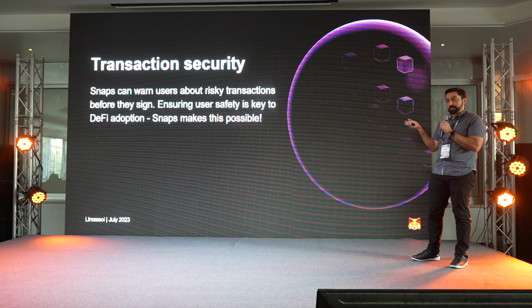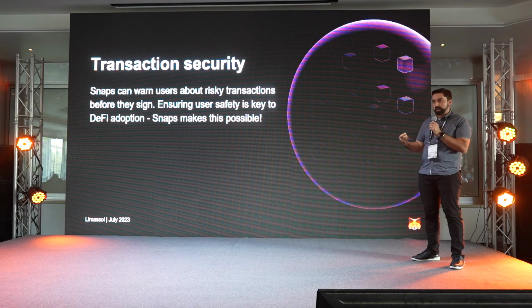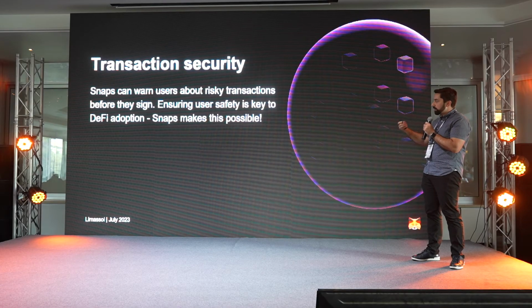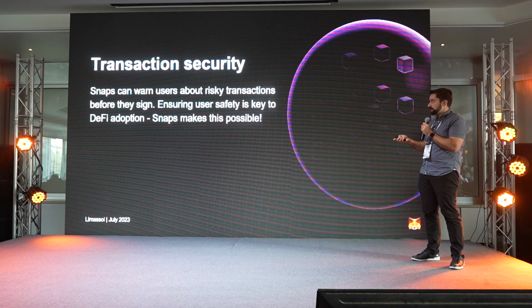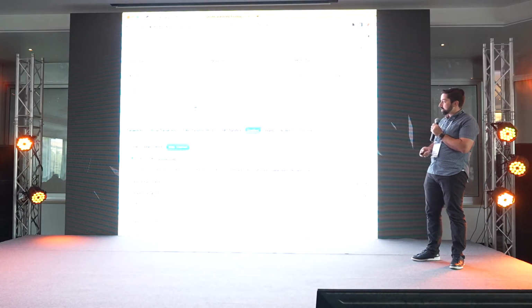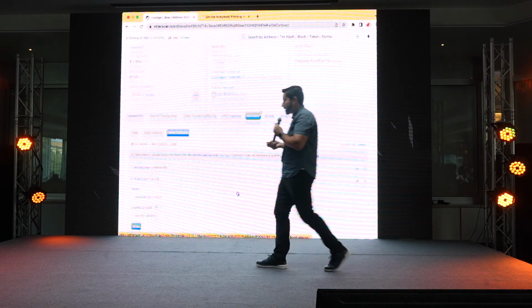Now, transaction security. In terms of user adoption, one of the biggest concerns that users have is that they're worried about being scammed, they're worried about phishing, and they're worried about what might happen as they use crypto products. So warning users about risky transactions is key to making DeFi adoption possible, and Snaps can actually be used to do this. We've introduced an interface where you can show if a transaction is risky before they make it.